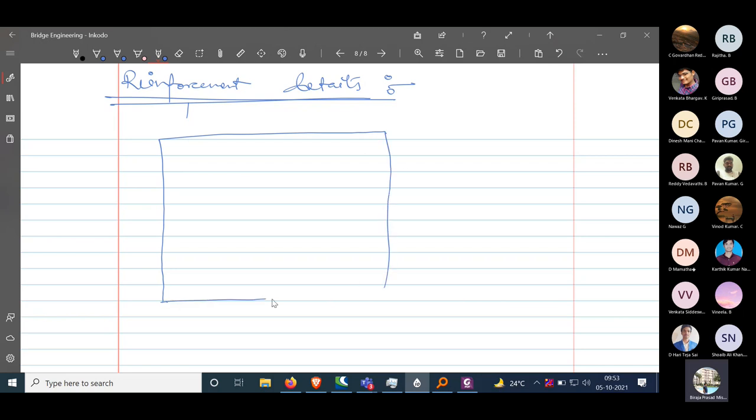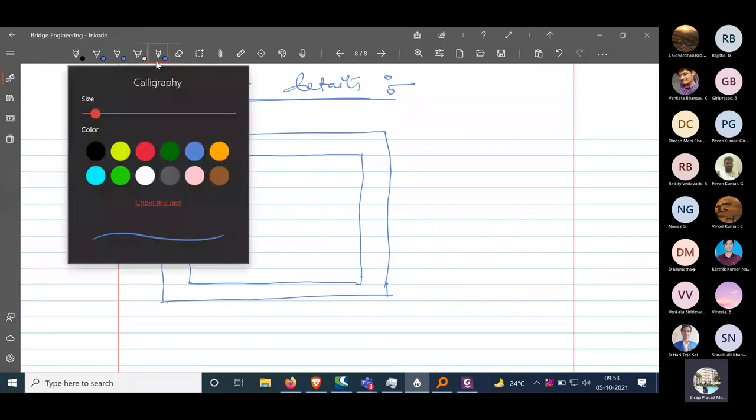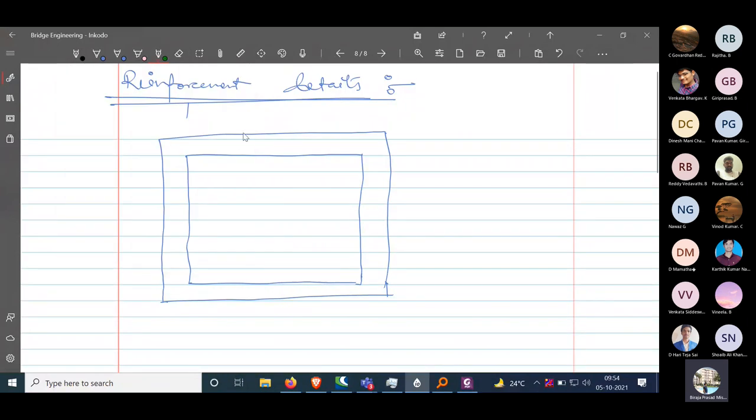So let us say this is your box culvert. This one is the inner portion. Okay, so here we will have, let me change the color. For example, if you said, can a single axle on single tire be another set of wheel configuration?